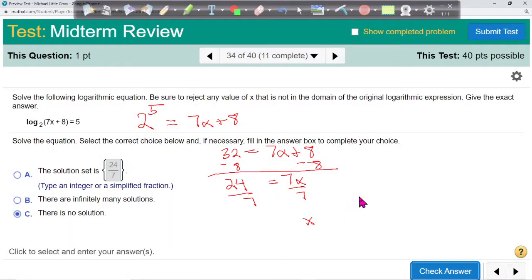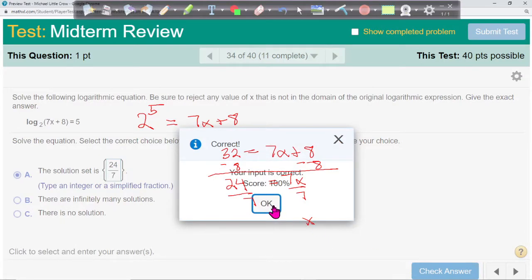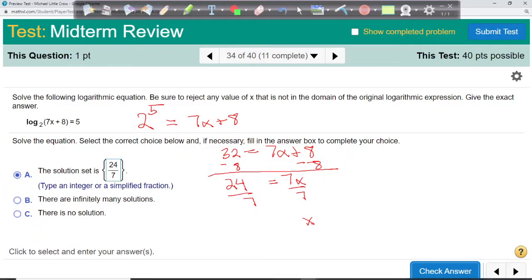Oh, I didn't like that. What did I do wrong? So 2 to the 5th is, 2 times 2 is 4, times 2 is 8, times 2 is 16, times 2 is 32. 32 minus 8, 7x plus 8. Solution set. Not infinitely many, no. Oh, I must have clicked on there. I entered it there. Now let's check. Well, the answer was correct. I just did a stray little check mark there.